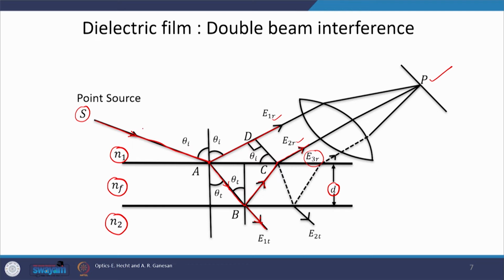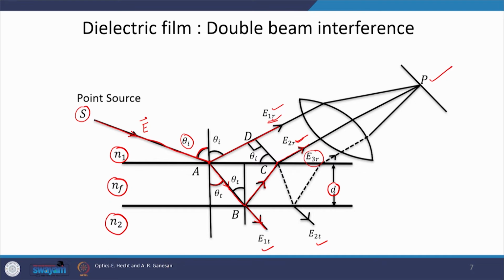Therefore, we assume that an E field is being launched, and the reflected amplitude is represented by E1R. This is the first reflected field. The second reflected field is represented by E2R. Similarly, the first transmitted field is represented by E1T, while the second transmitted field is represented by E2T. We assume that the incident ray falls at angle theta I at the first interface and the angle of transmission is theta 2.